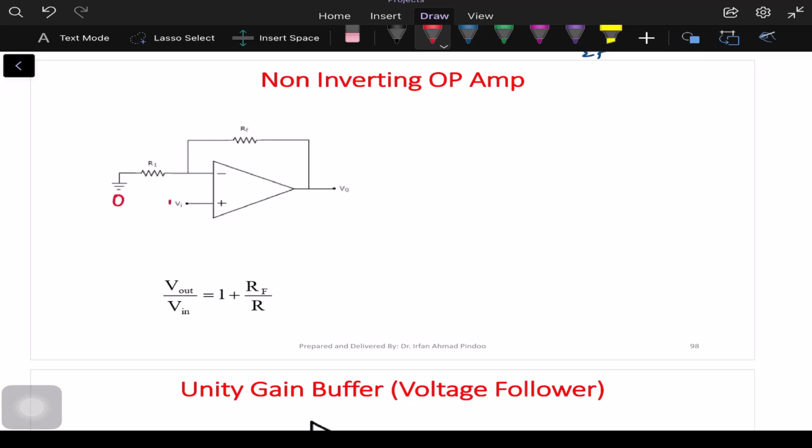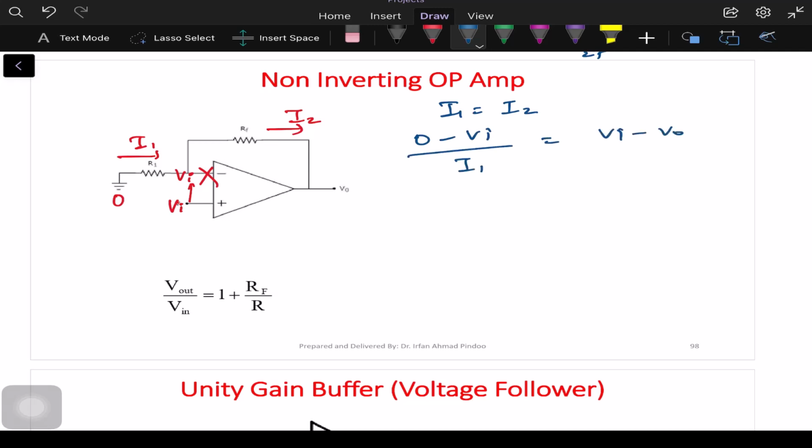So this is the Vi voltage given. By the concept of virtual short, this is also Vi. Now we can write that the current I1 and the current I2 will be the same, because current cannot enter inside an op-amp. So I1 is equal to I2. But what is I1 equal to? As per nodal analysis, (0 minus Vi) upon R1. And what is I2? (Vi minus V0) upon R2. Because this is one node, this is another node.